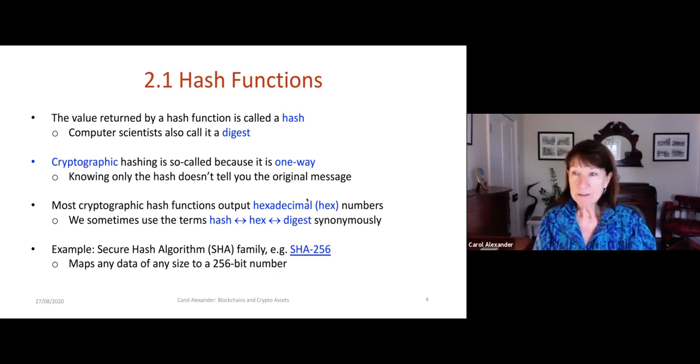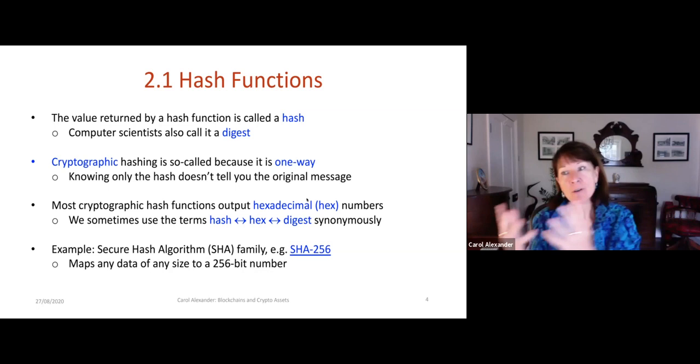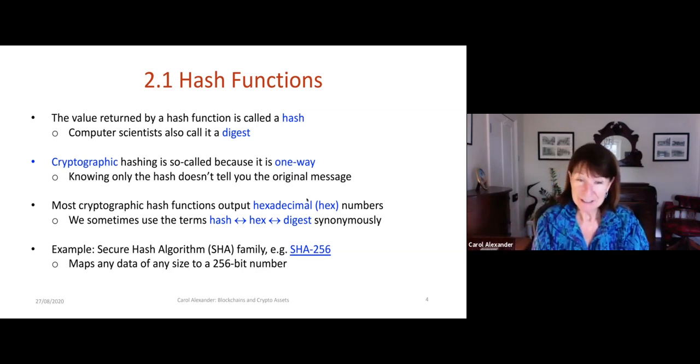The value returned by a hash function, not surprisingly, is called a hash, although some computer scientists call it a digest. In fact, in cryptography for blockchain, we most often call it a hex. These are called cryptographic hash functions because they only go one way. Hash, digest, or hex, they mean the same thing. If you only know the hash, then you don't know what the original message that was encoded by the hash function is.